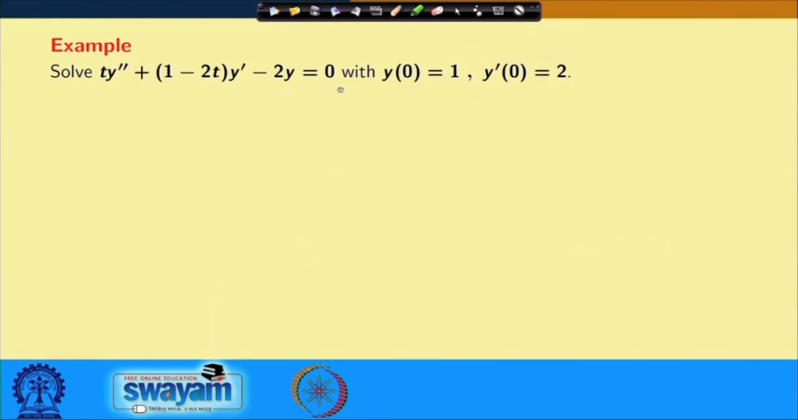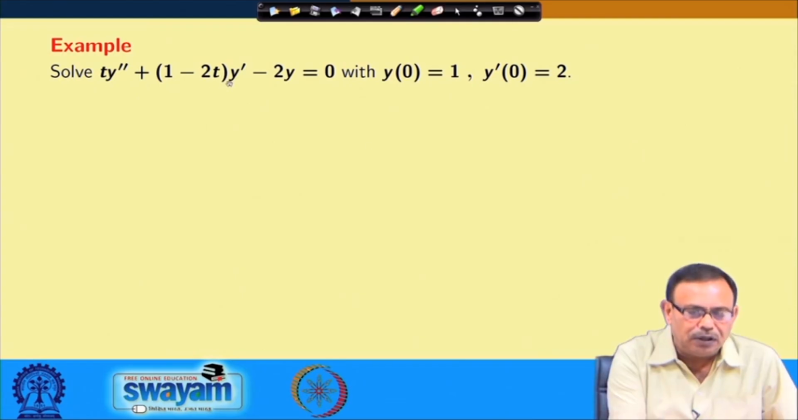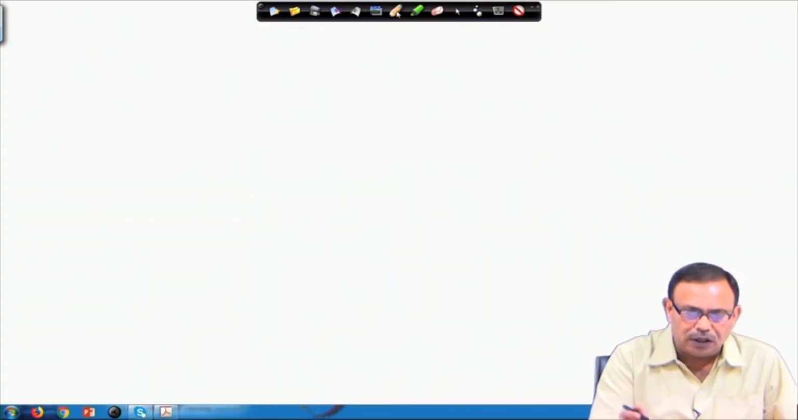Let us take this example. Solve t y double dash plus (1 minus 2t) y dash minus 2 y equals 0, with y(0) equals 1 and y dash (0) equals 2. So, here you see t y double dash is there, here t into y dash is there. In the earlier example, this was not there. So, let us see whenever both y double dash and y dash consist of the coefficient which is a function of t, what happens over there.